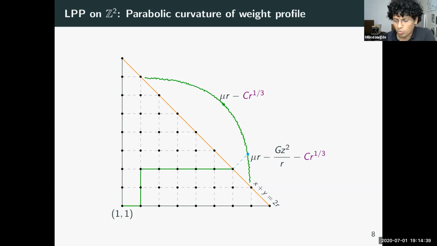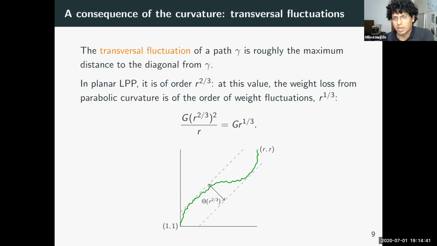Okay, so with that, we can move on to describing another important feature of the geodesic paths, which is how much they fluctuate. So we've already talked about r to the 1/3 being the fluctuation of the weight itself. But as we said, the weight is attained by some particular path, the geodesic. So you can ask, how does it fluctuate in a geometric sense around its interpolating line between 1, 1 and r comma r? And it turns out that this is of order r to the 2/3.